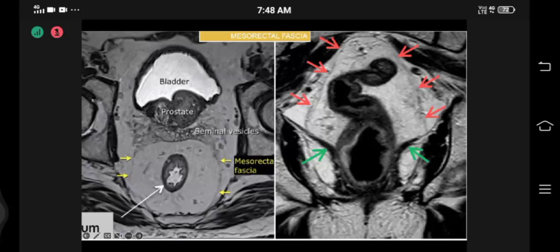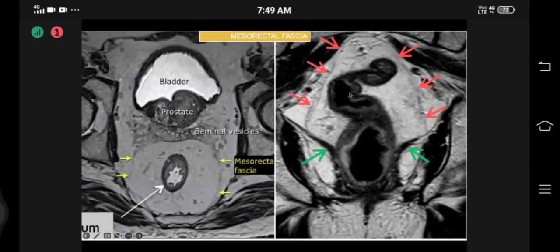These hyperintense grape-like structures anterior to the rectum and posterior to the bladder and prostate, this is the superior aspect of the prostate, that is the seminal vesicle. This is the prostate and this is the bladder. The bright thing that we are seeing is the fat. As you can see, the subcutaneous fat is bright and the fat surrounding the rectum is also bright, and the fascia is the black line. So this is the TME plane.